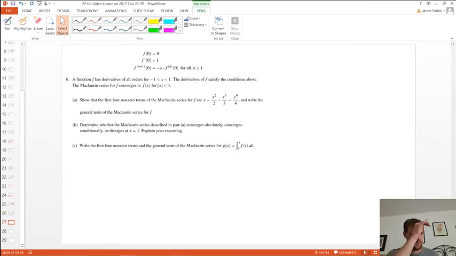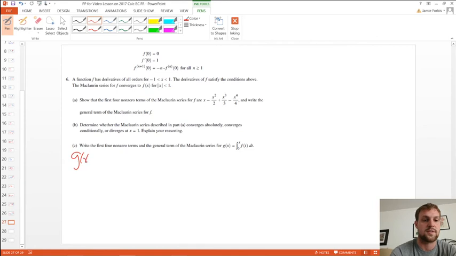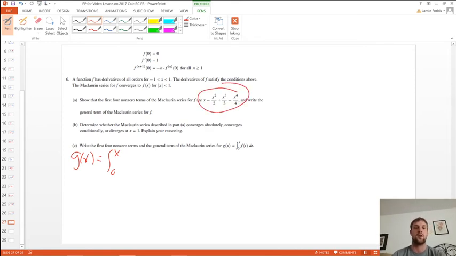All right, I'm kind of running over here. Sorry. Let's move on to C. C says write the first four non-zero terms and the general term of the Maclaurin series for g of x, which is just the integral of f of x. So that's actually super easy as long as we got A. So g of x is equal to the integral 0 to x of f of t dt. So that's just what we got in part A.